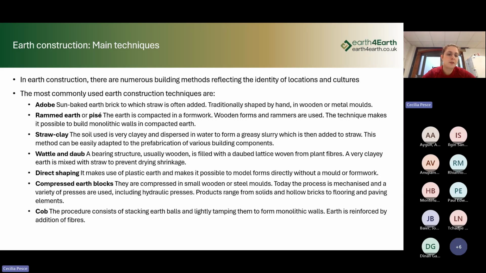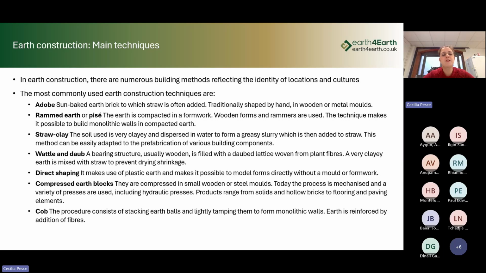Then we have compressed earth blocks, quite similar to the adobe technique, but more mechanized and modernized. Today, usually hydraulic presses are used to make these blocks. And this technique also offers a wide flexibility because depending on the mold that is used, a range of dimensions can be produced. And finally, cob, also quite common for raw earth houses.